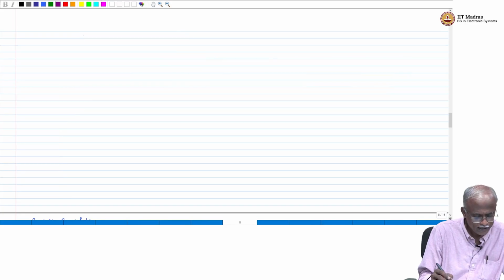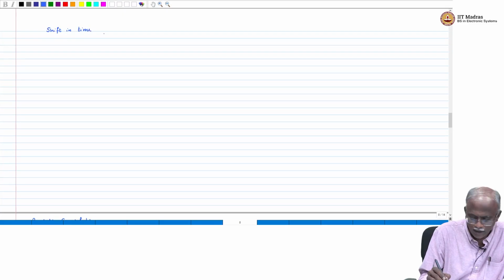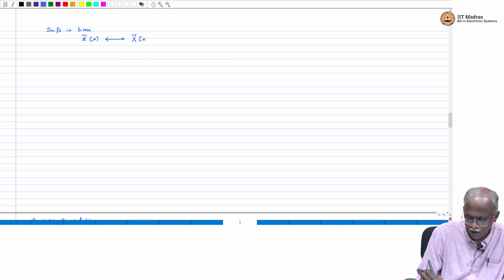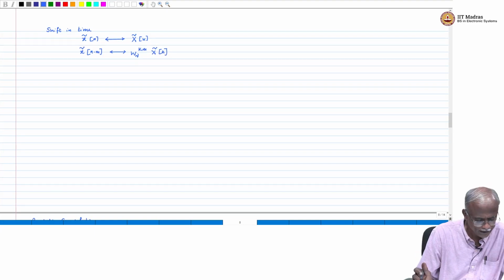Okay, the first one is that we want to look at the shift in time. We had already looked at this aspect. If you have x tilde of n producing for you in the forward transform X tilde of k, we said that x tilde of n minus m will produce for you W_N^{km} times X tilde of k. This is the shift in the time axis.